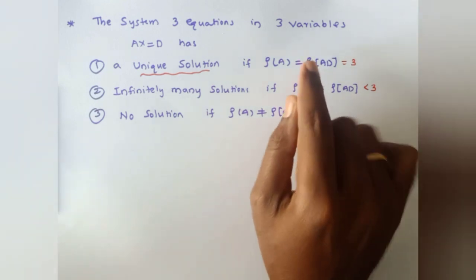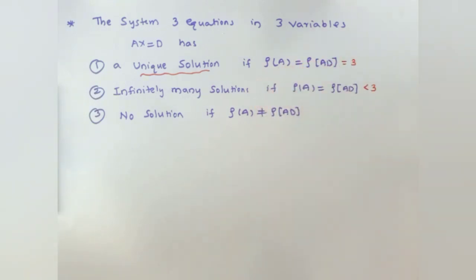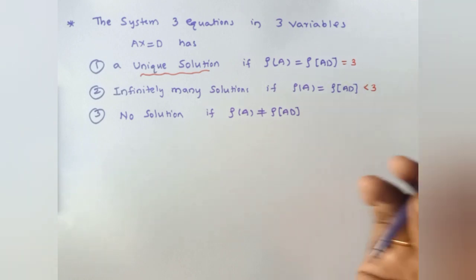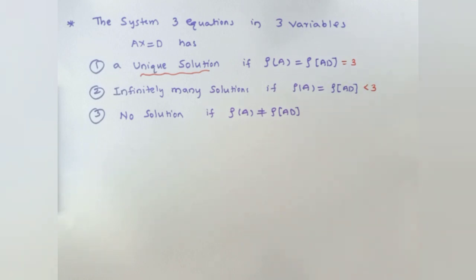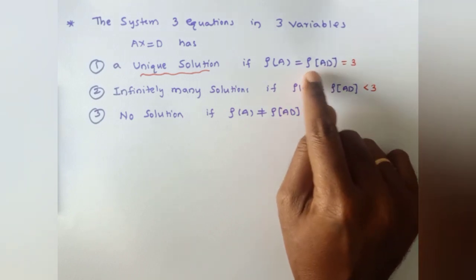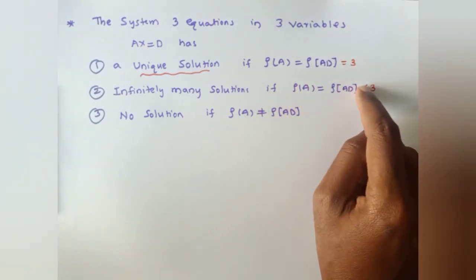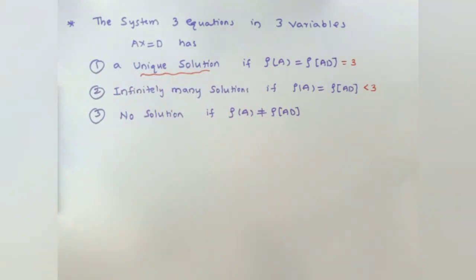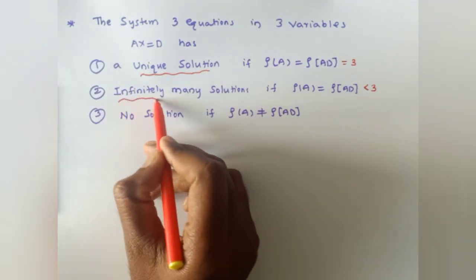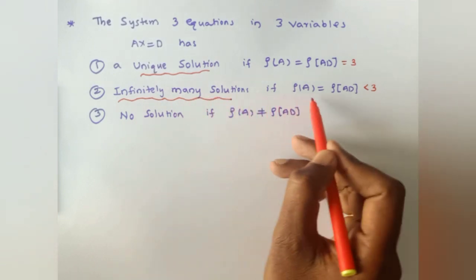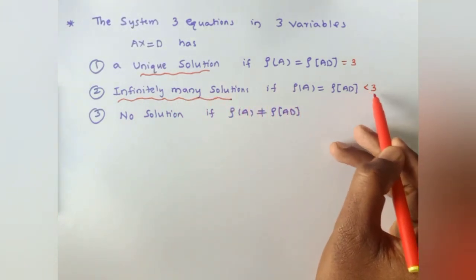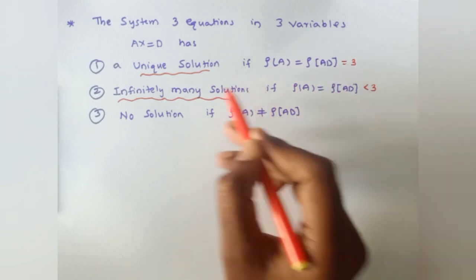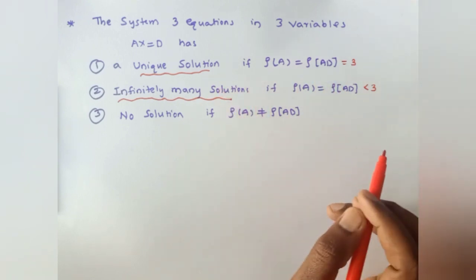If rank of A is equal to rank of AD, the system is consistent. If rank of A is not equal to rank of AD, the system is inconsistent. So if the system is consistent, there are 2 cases. If it is consistent, it may have a unique solution or infinitely many solutions. Infinitely many solutions exist when the rank is less than 3. When it is equal to 3, a unique solution exists.